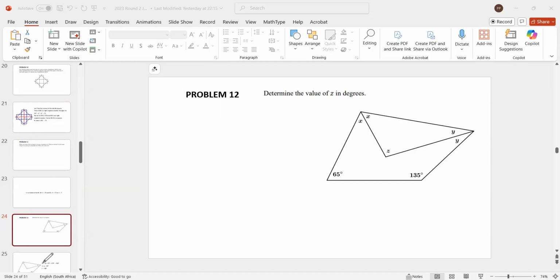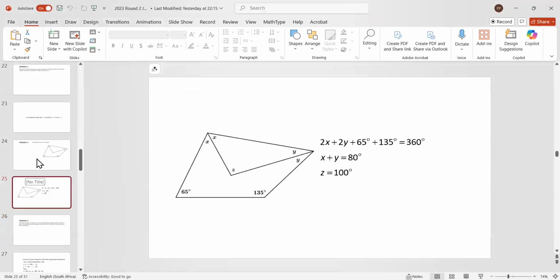Once more, I'll just show you what my written solution is. And there it is. You see, it's done very quickly. Let's get on to the next problem.